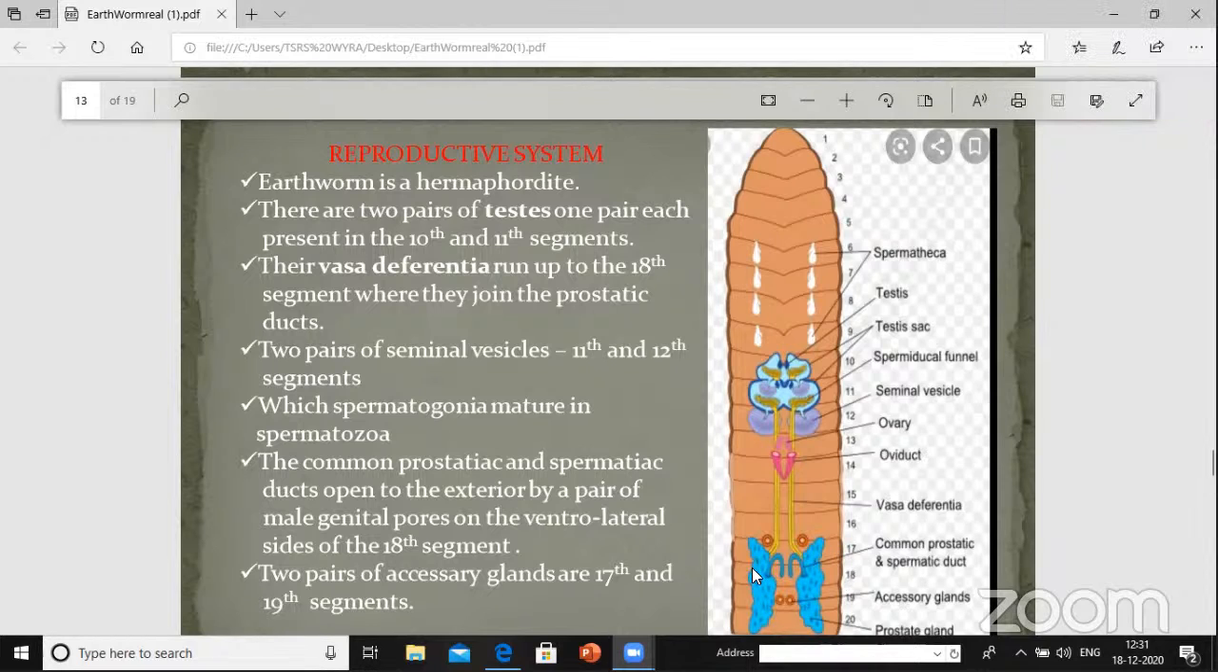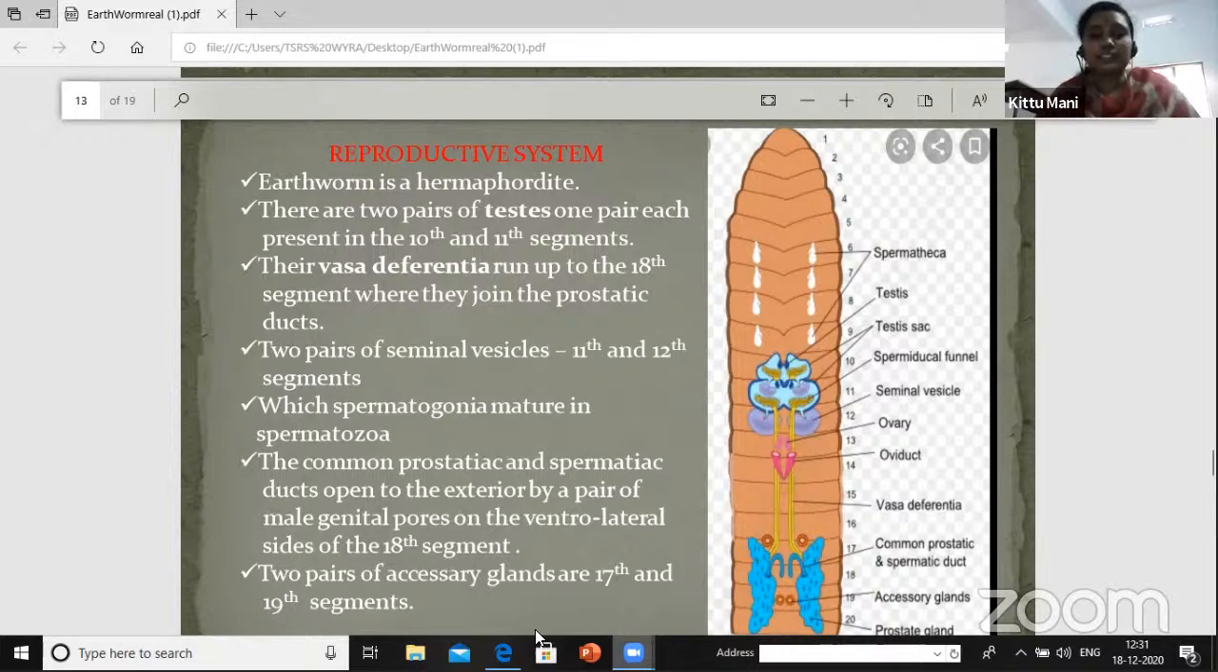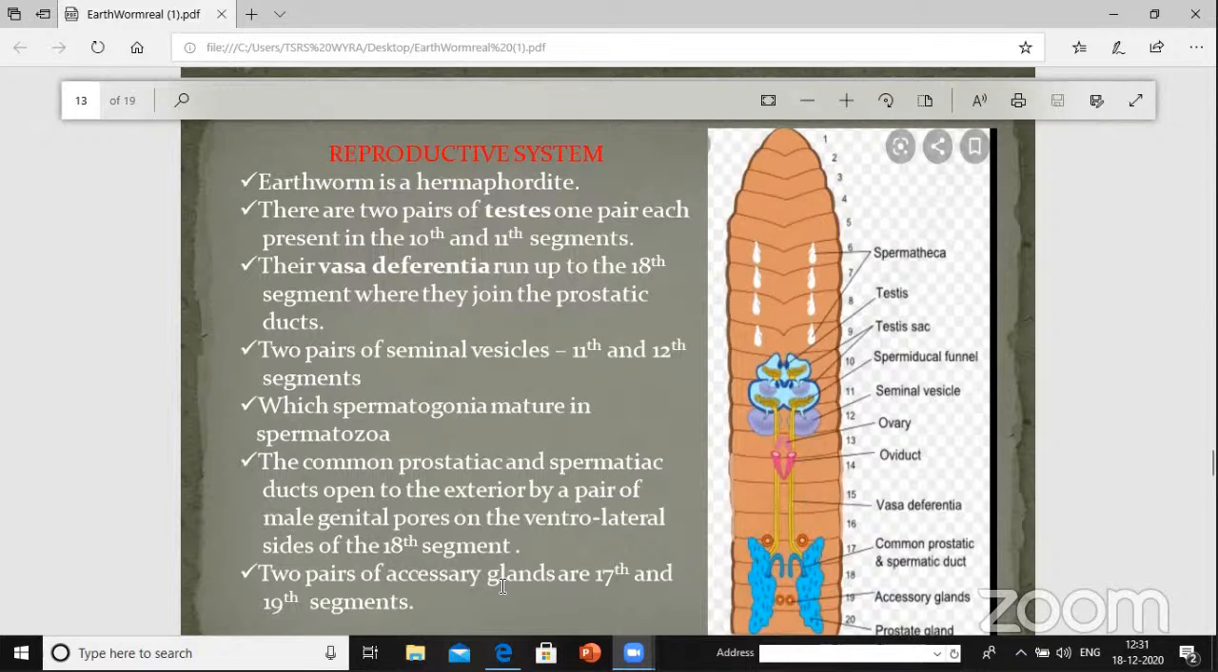Okay, students, in today's class we discussed the anatomy, but the female reproductive system, fertilization, and the economic importance of cocoons remain. We will continue in tomorrow's class.